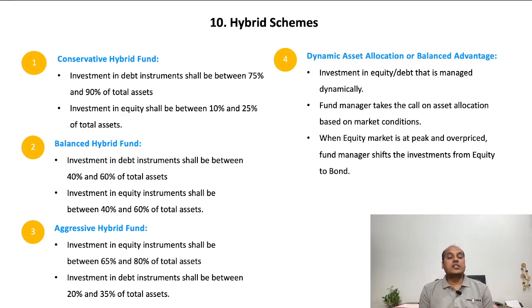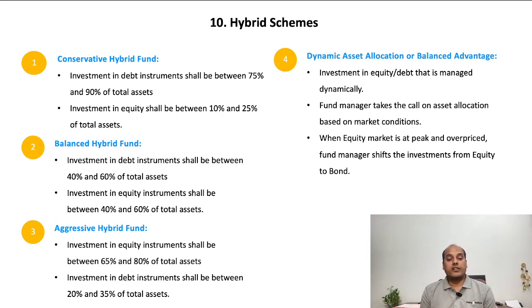So that means balanced should be like debt or equity somewhere between 40 to 60. So you see 50% equity, 50% bond, or 40% equity, 60% bond, or vice versa. But the minimum investment in debt instruments in balanced hybrid fund should be between 40 to 60, and the remaining could be in equity. Next comes aggressive hybrid fund.